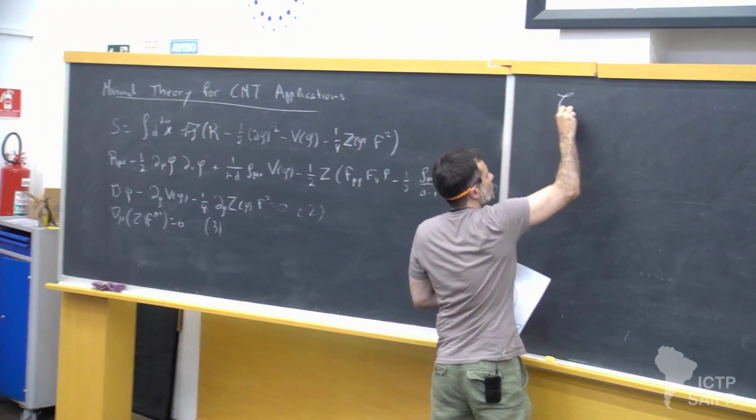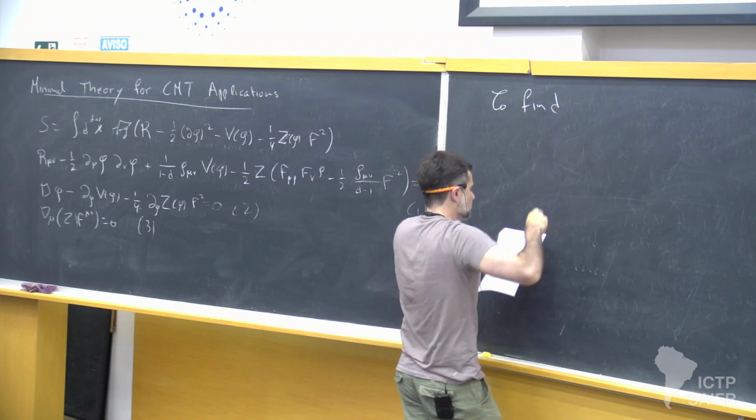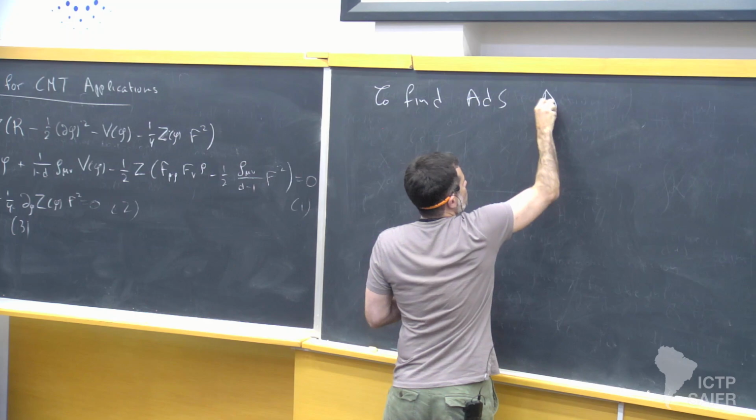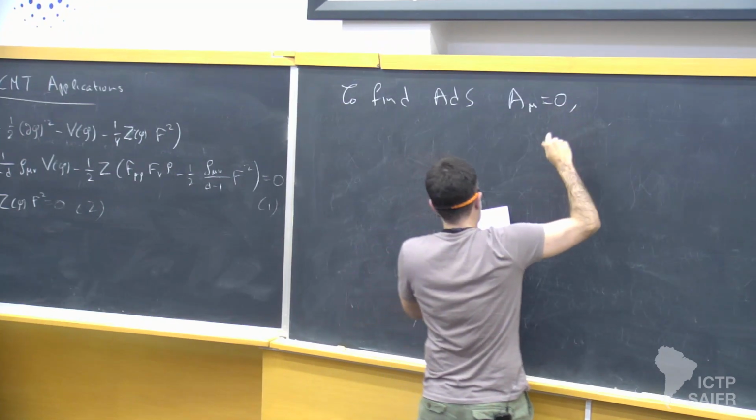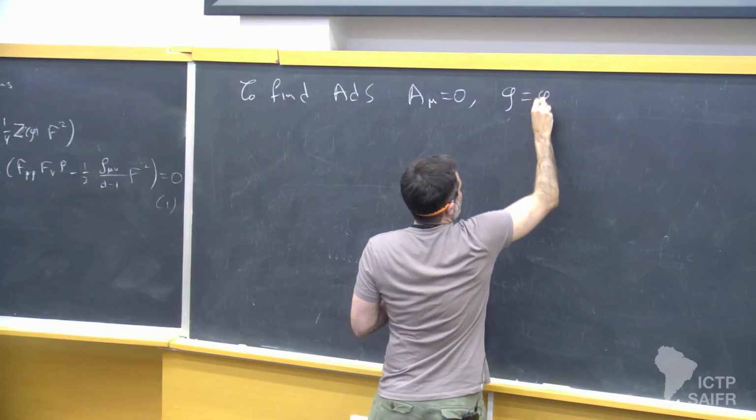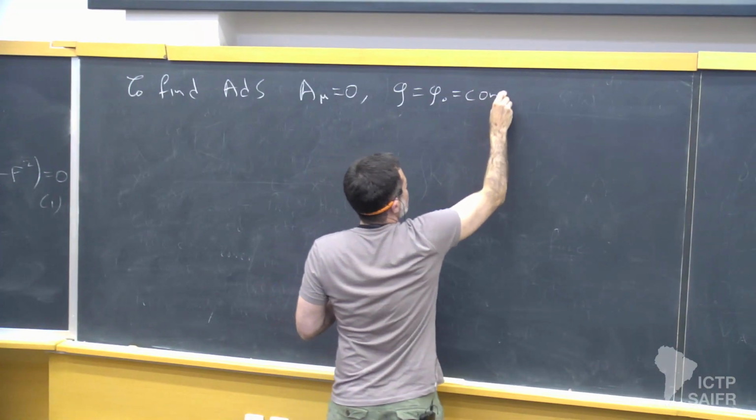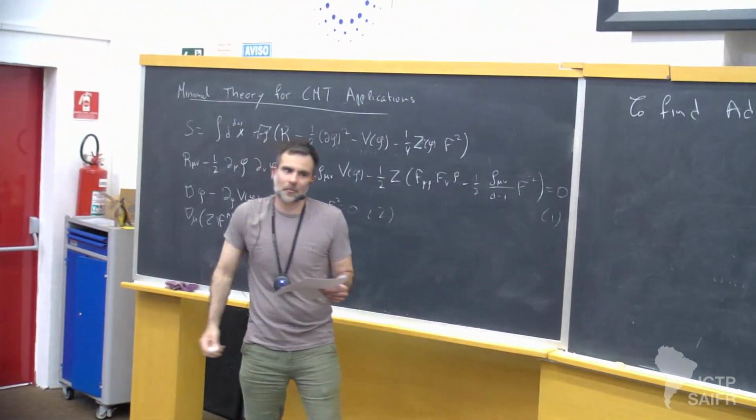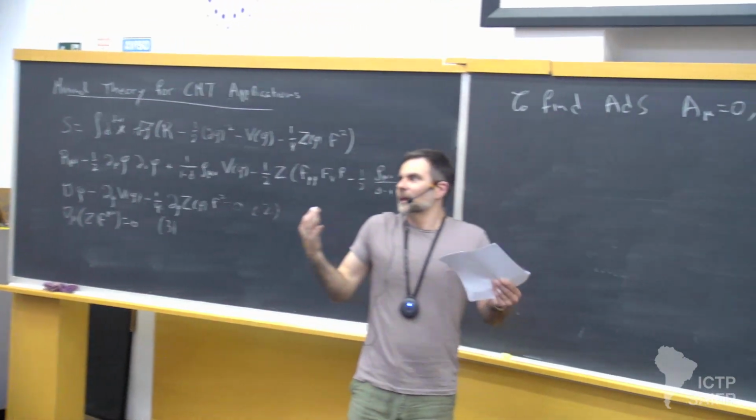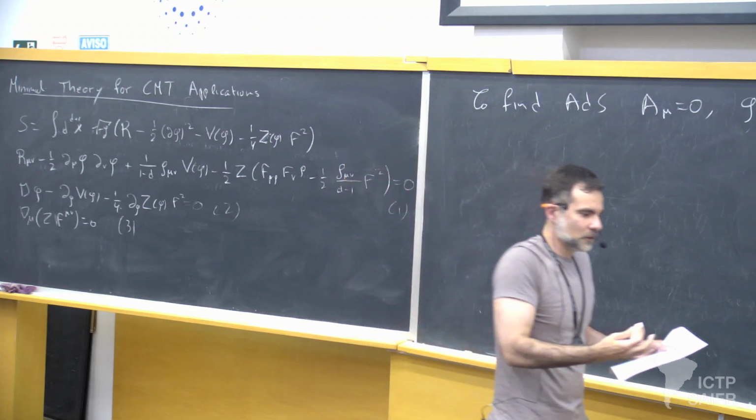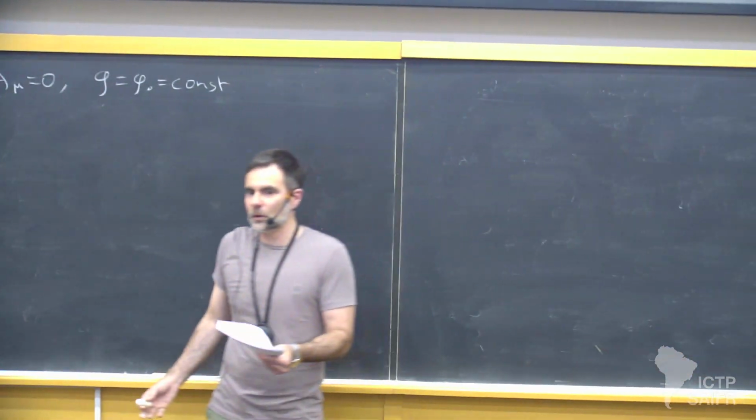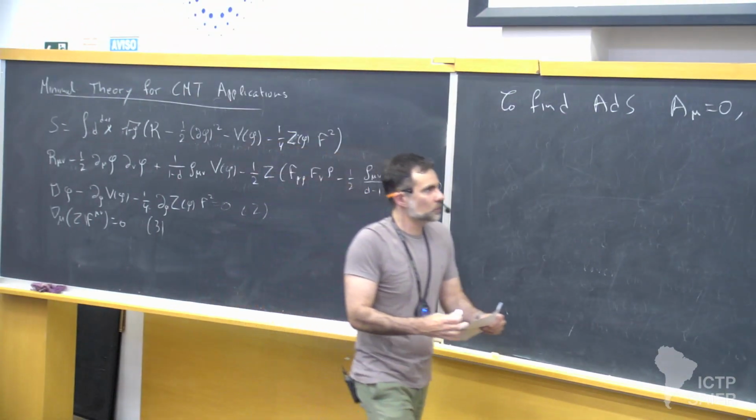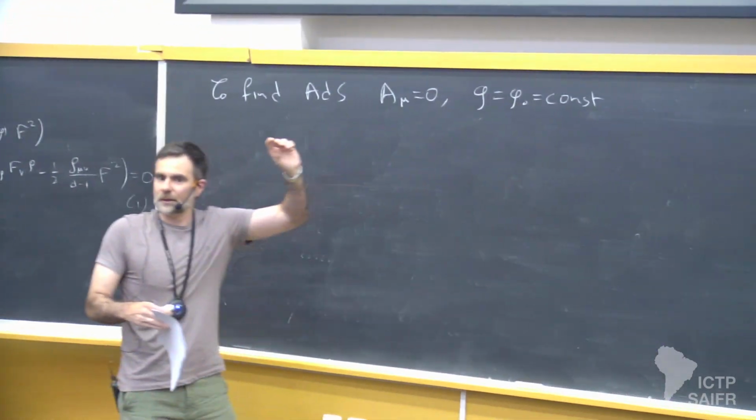So to find AdS, we need two things to be happening. So the gauge field should be 0, and the scalar field should be a constant. Okay? Basically, well, you can very easily guess that. My matter fields would have to be invariant under the conformal group, and the only vector and the only scalar that would be invariant under the conformal group would be just trivial things like this, okay?